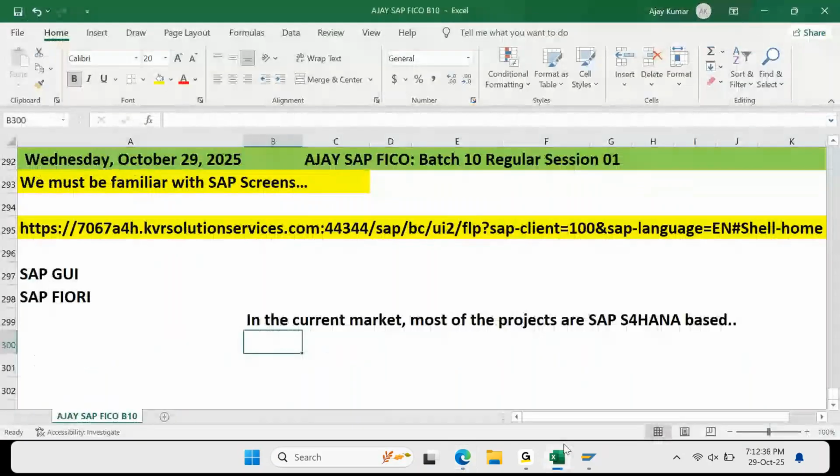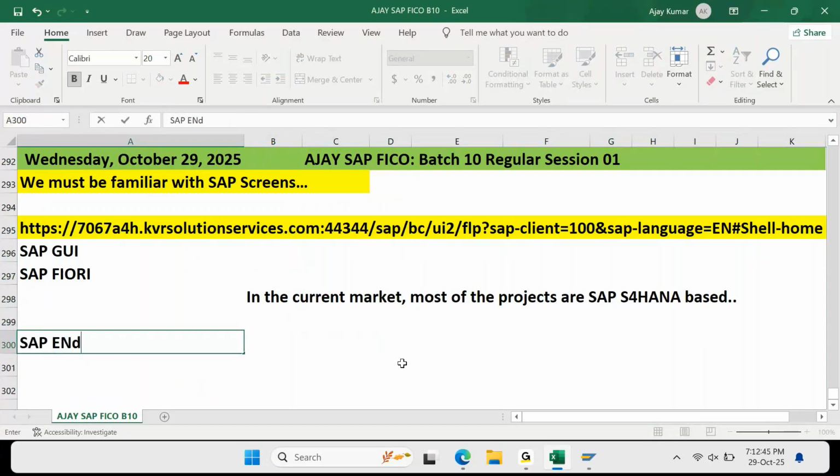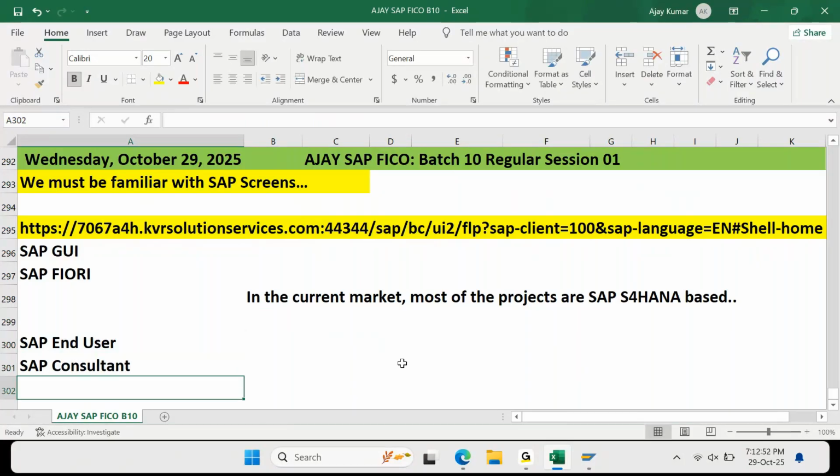Now in SAP FICO, there are 2 points. One is the SAP end user, another one is the SAP consultant. Now, what is the purpose of us to become a user or to become a consultant? Consultant. We are all here to become a consultant, not to become a user. Am I correct? This clarity is with everyone, right?